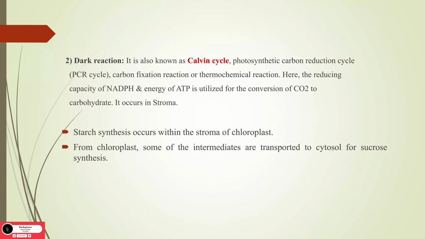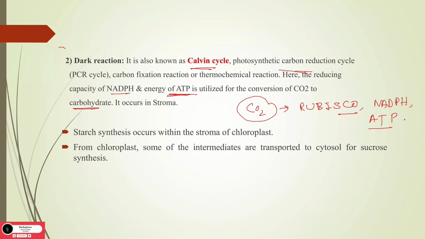Next is the dark reaction. It is known as the Calvin cycle. The NADPH and ATP which were produced in the light reaction are utilized in this reaction. In this reaction, the photosynthetic carbon reduction cycle occurs. Here CO2 is fixed by the enzyme Rubisco, and NADPH and ATP produce carbohydrates. This dark reaction occurs in the stroma.